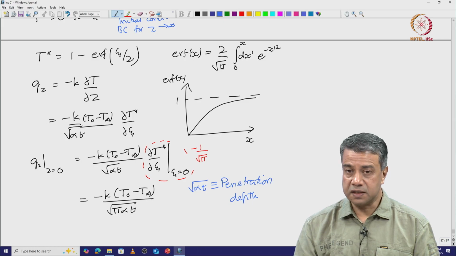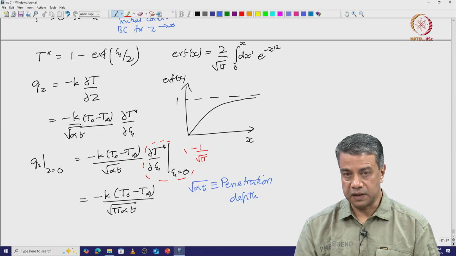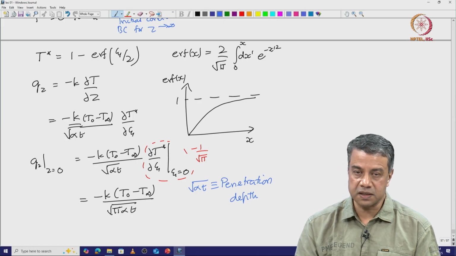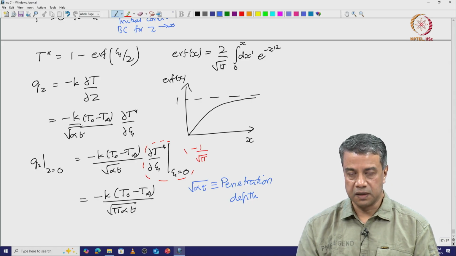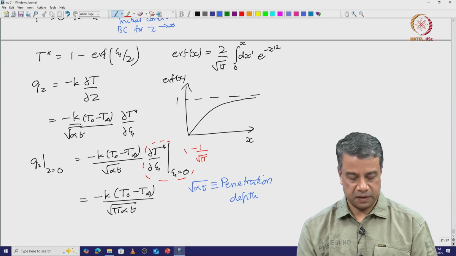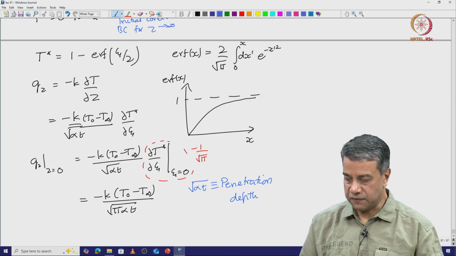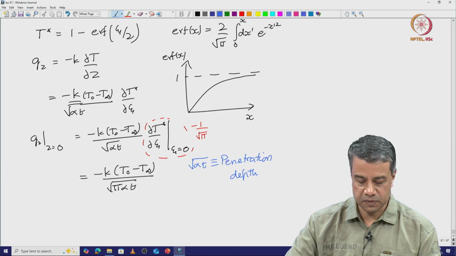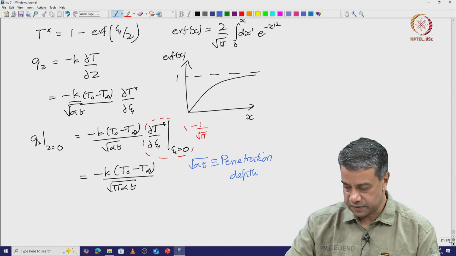If the length increases proportional to square root of alpha t, then the gradient has to decrease as 1 over square root of alpha t, because the gradient is a temperature difference divided by a length. And therefore, the heat flux decreases proportional to square root of alpha t as time progresses.